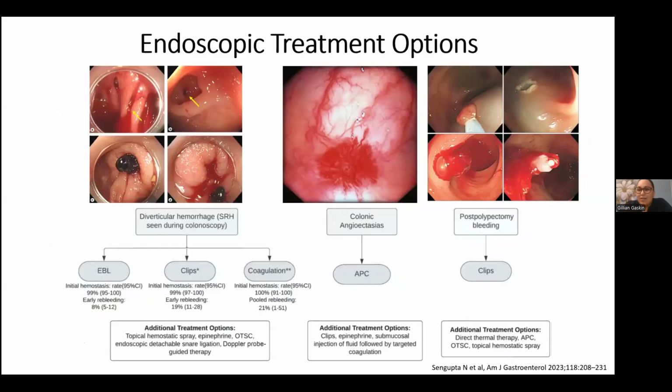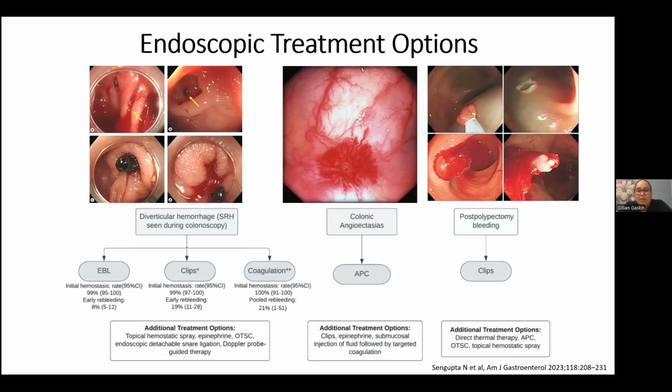So let's discuss now some of the endoscopic treatment options for a few common presentations. We spoke briefly about colonic diverticular bleeding. We mentioned that most often the bleeding stops spontaneously, but when stigmata of recent hemorrhage related to the diverticula are found, like we see in that first picture showing active bleeding at the neck of the diverticulum, B showing a non-bleeding visible vessel at the base of the diverticulum, C showing an adherent clot, and then D showing active bleeding caused by removal of the adherent clot.